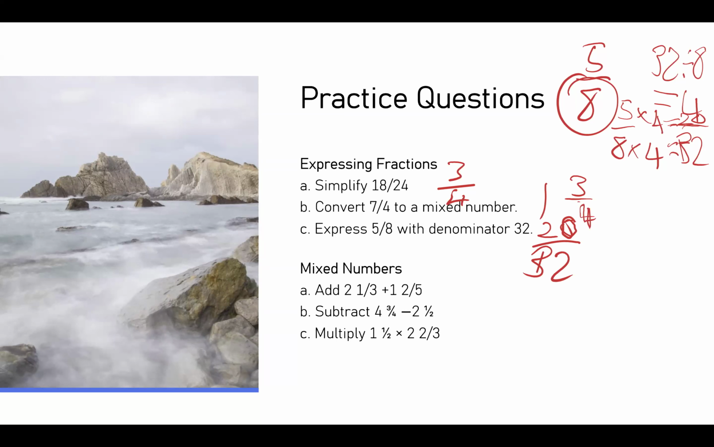Because all I did was divide what we want the denominator to be, 32, by 8, which equals 4, as it says. And then all I multiplied was 5 times 4, which equals 20. 8 times 4 equals 32. So the answer is 20 over 32.